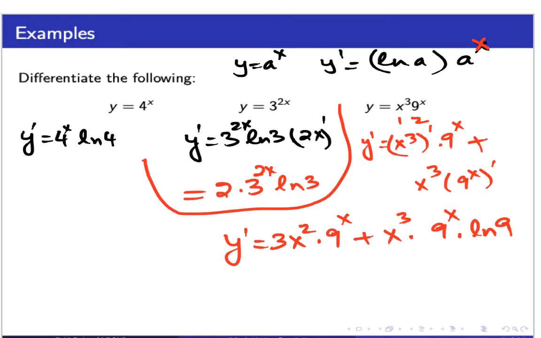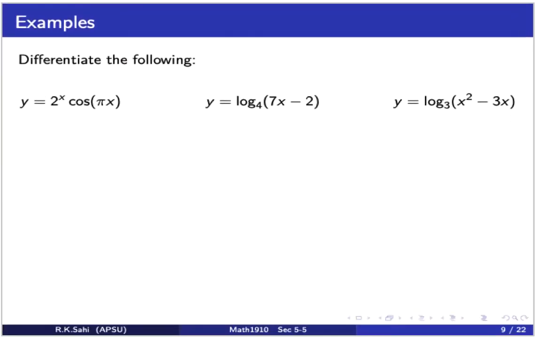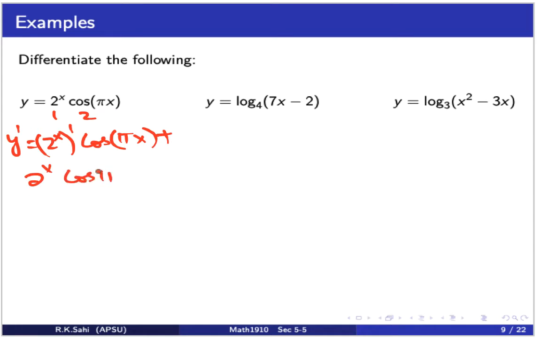Okay, let's look at more examples. Y equals 2 to the power x cosine pi x. Now, once again, we're going to apply the product rule. First function, second function. So what's y prime? 2 to the power x differential times cosine pi x plus 2 to the power x differential of cosine pi x.